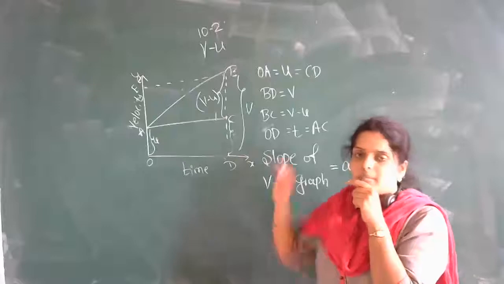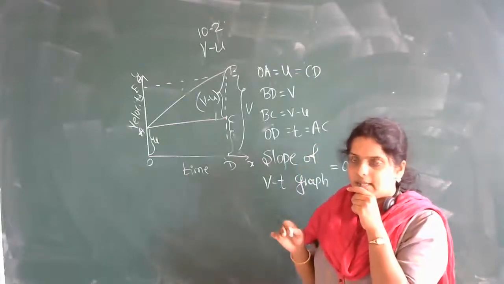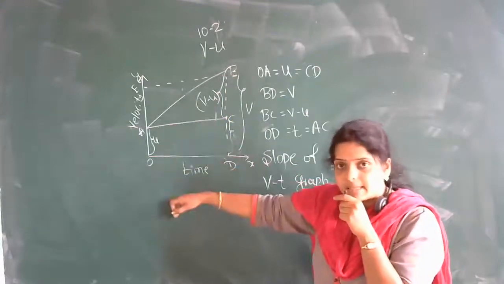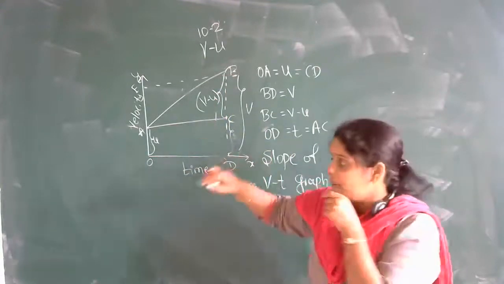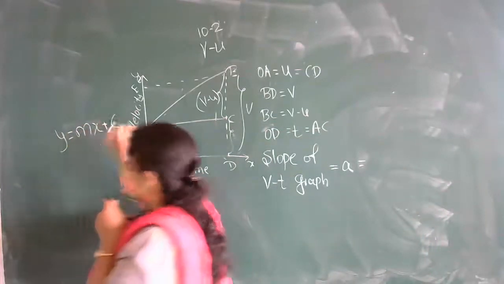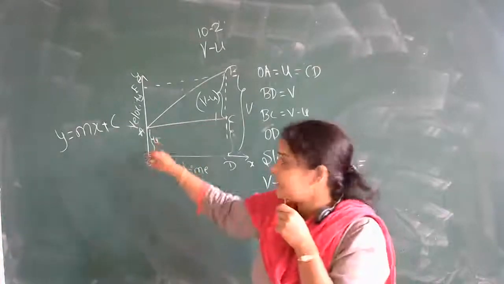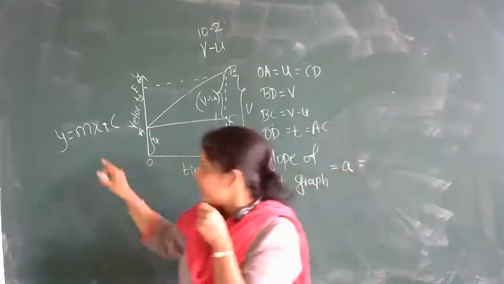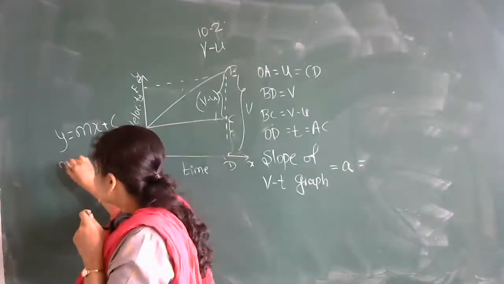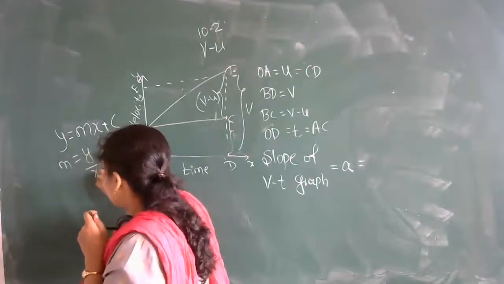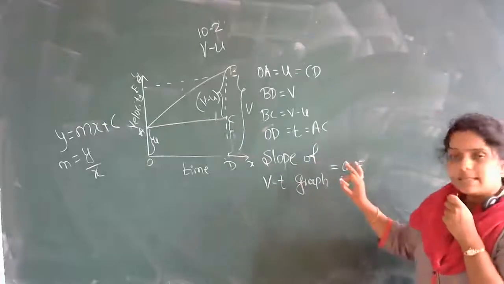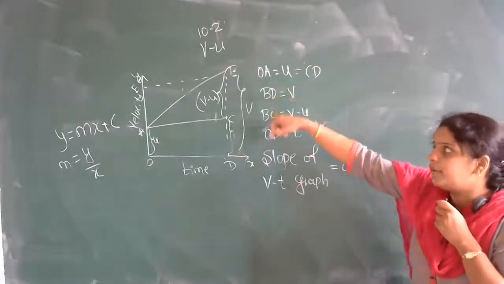I hope you have remembered the distance-time graph we have taken. So slope is nothing but y divided by x. Do you remember that? We have the equation of a straight line as y is equal to mx plus c, where c is the intercept value. So what is slope here? Slope is nothing but m. So slope m, we consider it as y divided by x, that is y-axis divided by x-axis here.